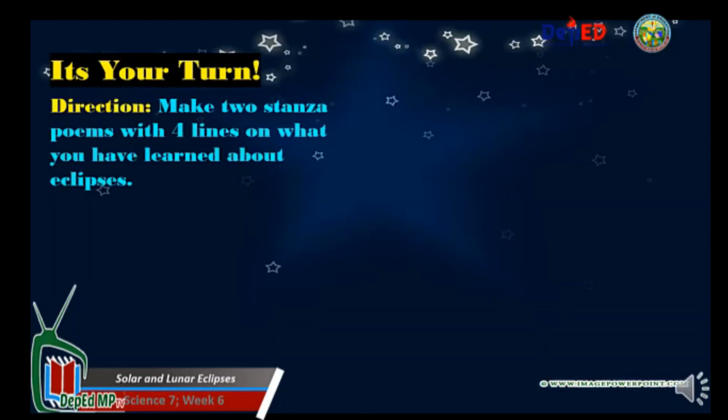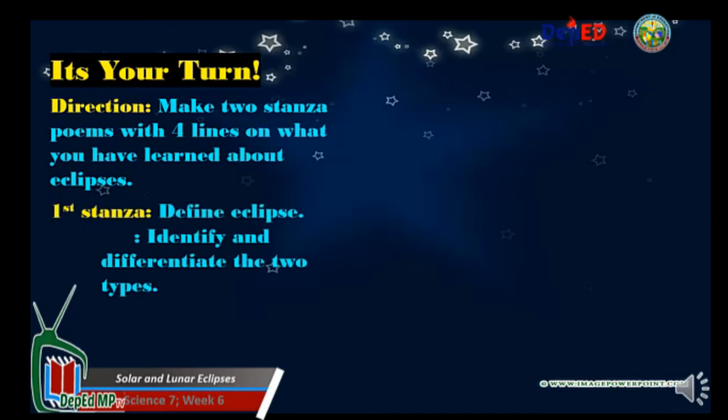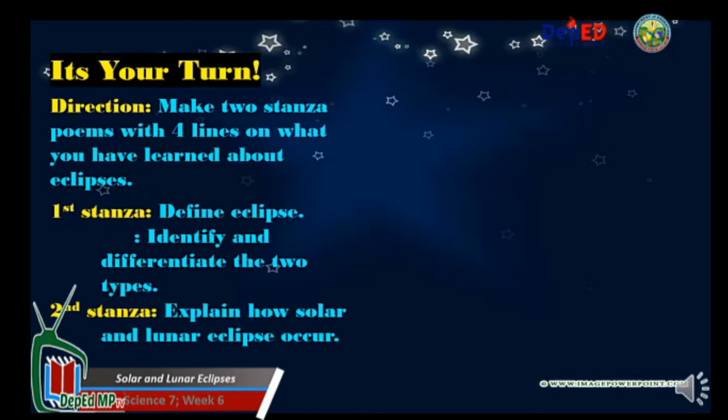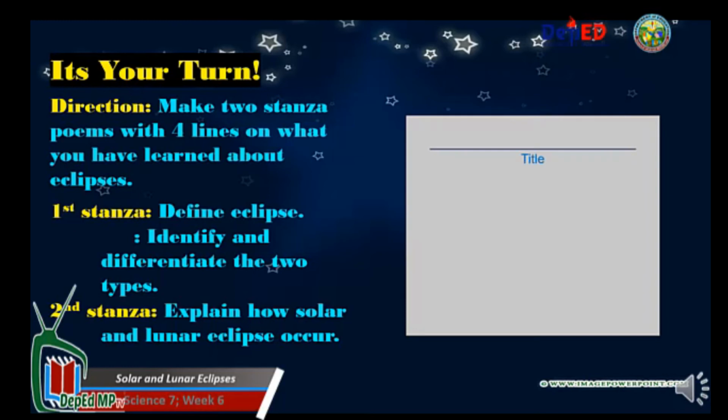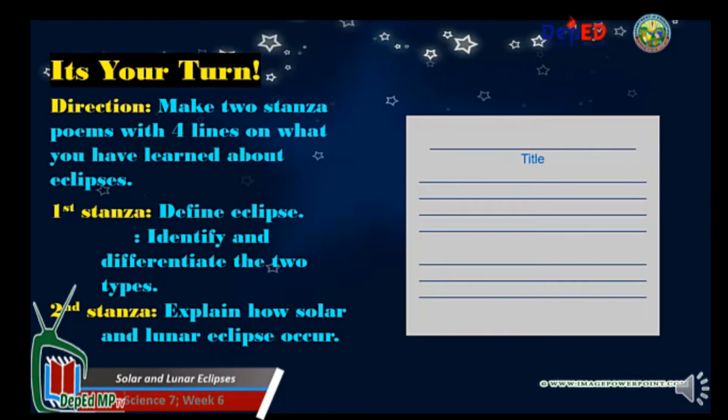You're going to make 2 stanza poems with 4 lines on what you have learned about eclipses. So this is your guide. In the first stanza, you're going to define an eclipse and identify and differentiate the 2 types. In the second stanza, you're going to explain how solar and lunar eclipses occur. And this is the format. For your guide in doing the activity, you may refer to the performance rubric in your module. You may finish watching this video before answering it.